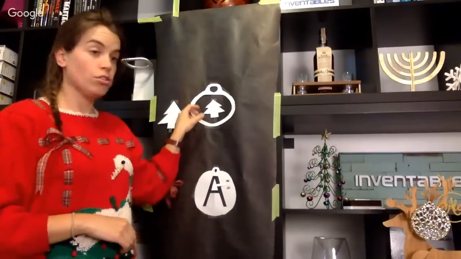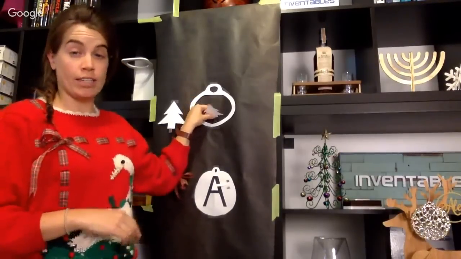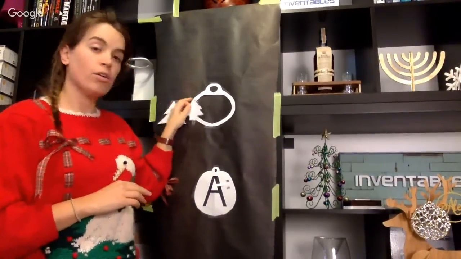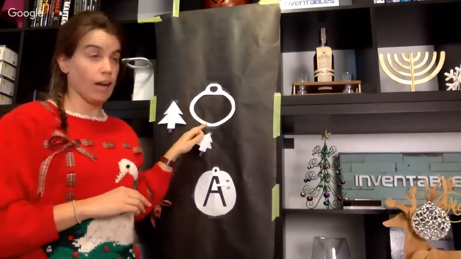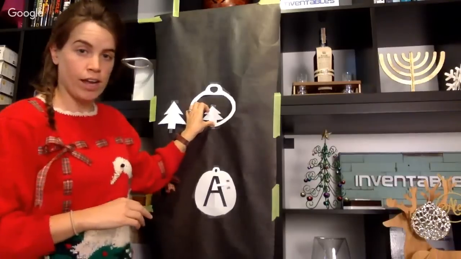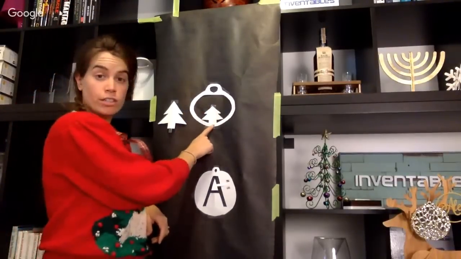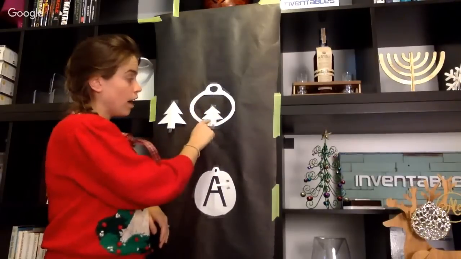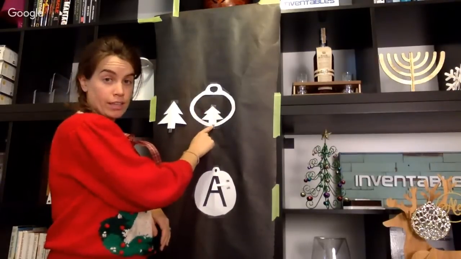So what I have to do is find a way to connect all the elements that I want to stay inside the ornament to the template itself. So I could do a little tree down here, right? I could connect the bottom part of the tree to the template so that they overlap. That way when it carves out, I will be left with the tree inside the template.